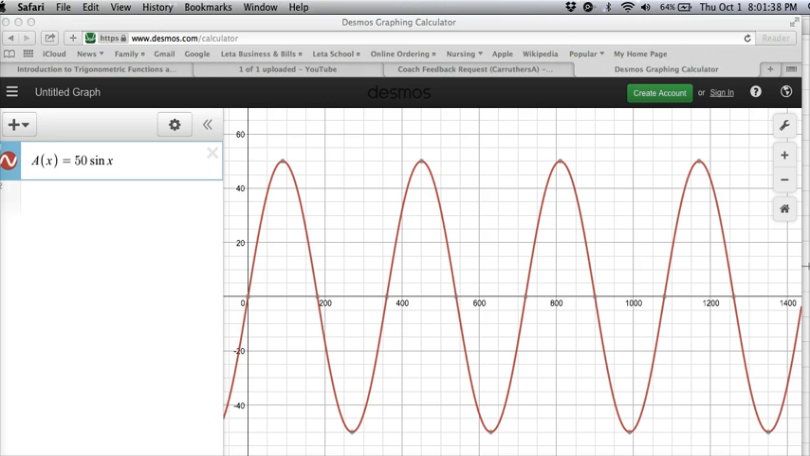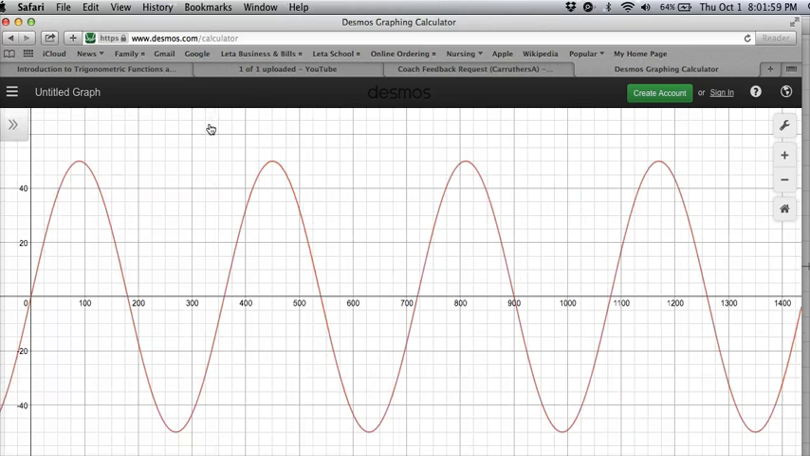And here we're looking at the graph of f of x equals 50 sine x. So we've seen through the Sketchpad demo how the area behaves as a function of the angle measure. And now we can see just the pure sine function. So I'm going to go ahead and hide this so we can see the graph a little better.